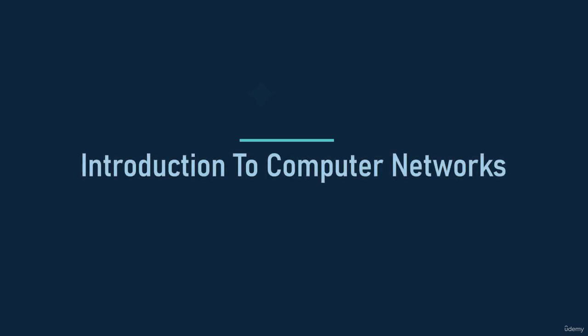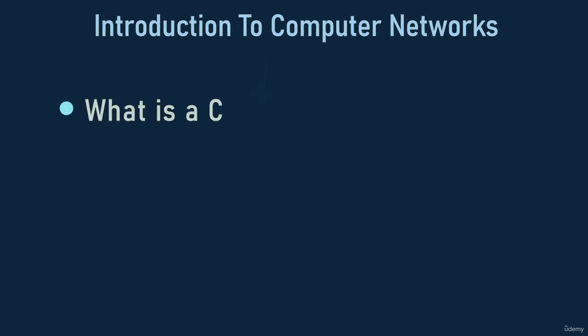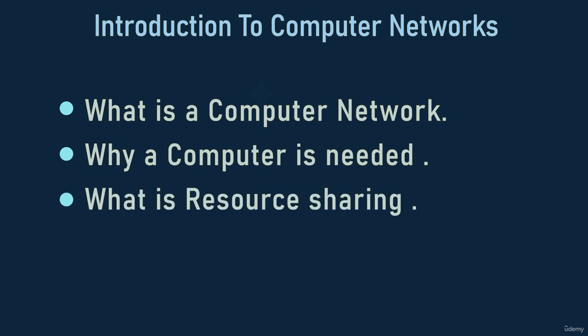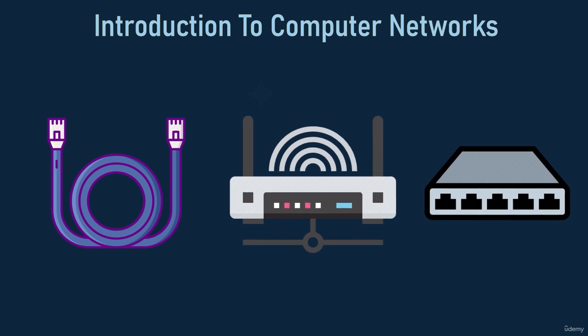In this section, we will learn about computer networks and types of networks in detail. Since this is the first video of the section, we will start by understanding the very basics: what a computer network is, why computer networks are needed, and what is resource sharing with real-world examples. Don't worry about cables and devices used in creating a network. We will cover those details in upcoming sections.